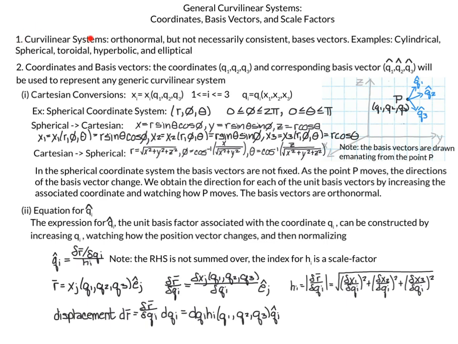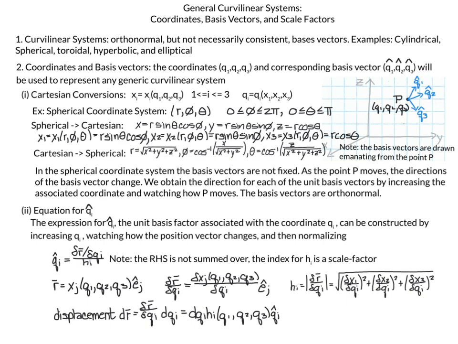We will start with general curvilinear systems, which have orthonormal but not necessarily consistent basis vectors. Examples include the cylindrical and spherical systems we had investigated in our previous two videos, and the toroidal, the hyperbolic, and elliptical systems, which we have not looked at. I have this general drawing here. We have a point P, and its coordinates are q1, q2, q3, and then we have the basis vectors at this point P as q1 hat, q2 hat, and q3 hat.